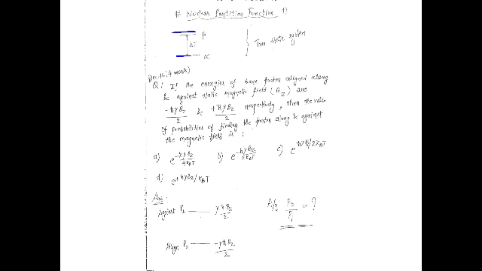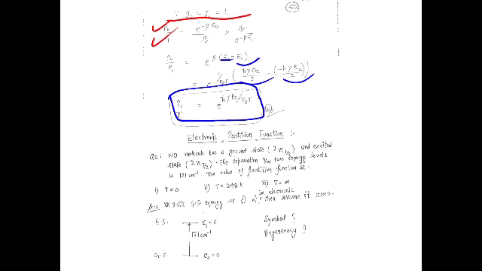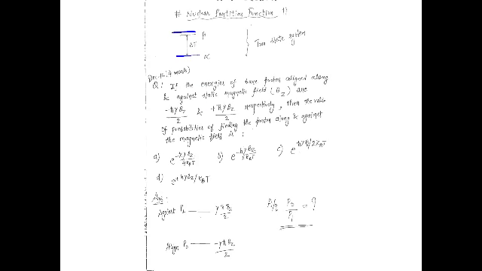So option number D is correct. Here it would be h cut, and option number D would be correct.